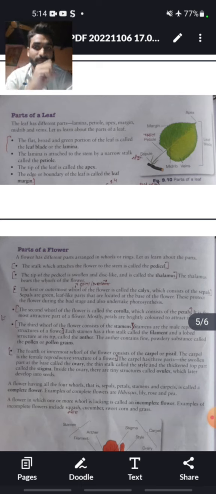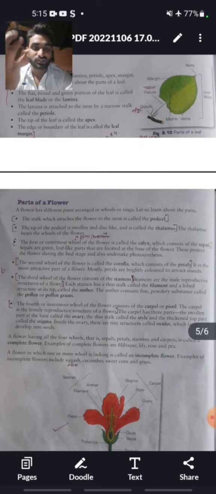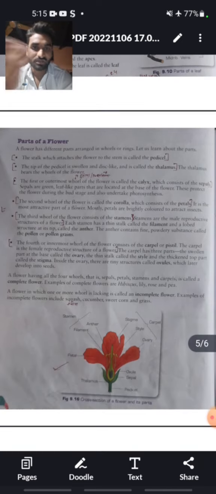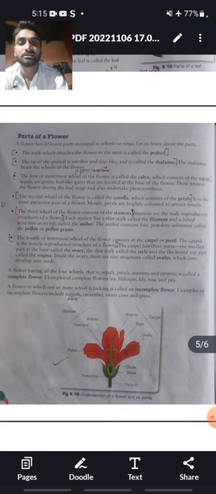Now we discuss the apex. The apex is the tip of the leaf. Now we discuss what the margin is. The margin is the edge or boundary of the leaf. And now next we discuss the functions of the flower. What are the functions of the flower, and we also discuss the parts of the flower.